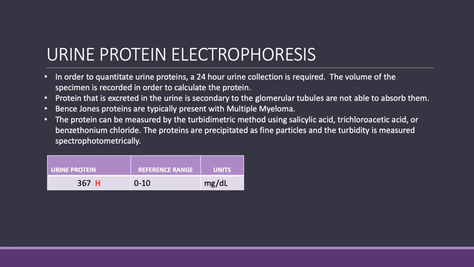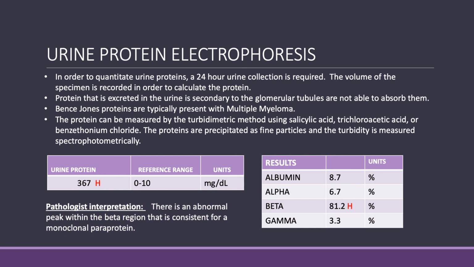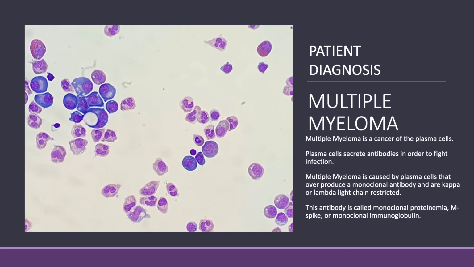The patient's results show a high urine protein and also the beta region is high. The pathologist interprets that there is an abnormal peak within the beta region that is consistent for a monoclonal paraprotein. It looks as if the doctor has come to a conclusion. The patient has multiple myeloma. Multiple myeloma is caused by plasma cells that overproduce a monoclonal antibody and are kappa or lambda light chain restricted. This antibody is called monoclonal proteinemia, an M spike or monoclonal immunoglobulin. Thank you for listening.